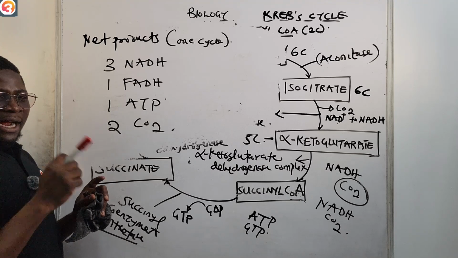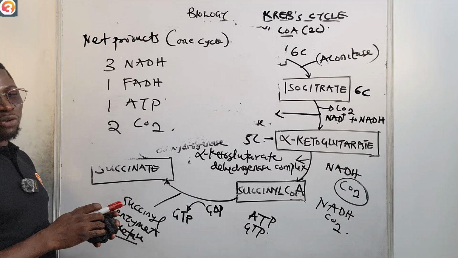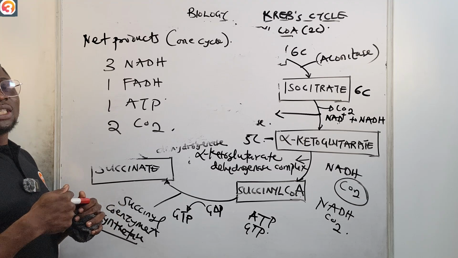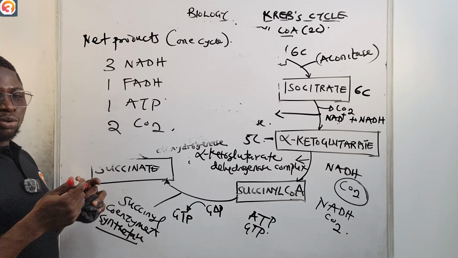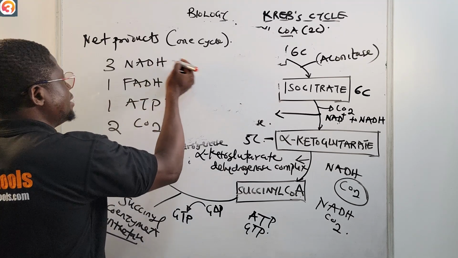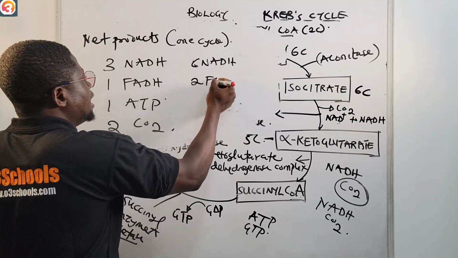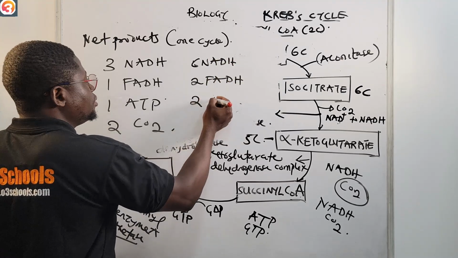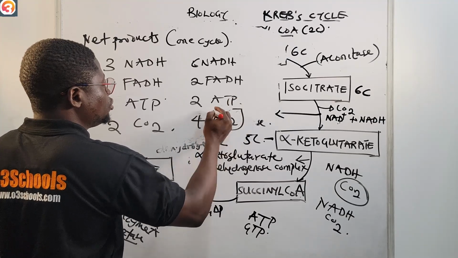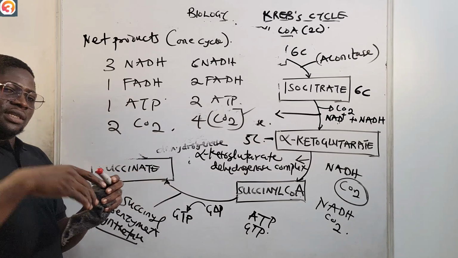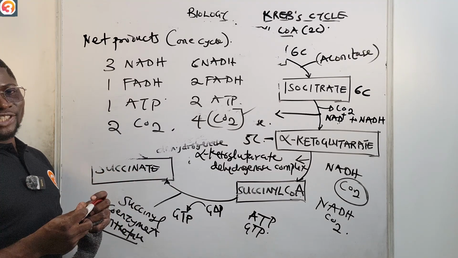But remember that 1 molecule of glucose produces 2 molecules of acetyl coenzyme A, and for that reason, the total net product will be times 2 each. I'm going to have 6 NADH, 2 FADH, 2 ATP, and 4 CO2. This CO2 is a waste material, so it's expelled out of the body. So this is the Krebs cycle in a nutshell.